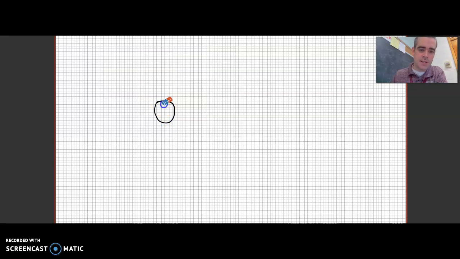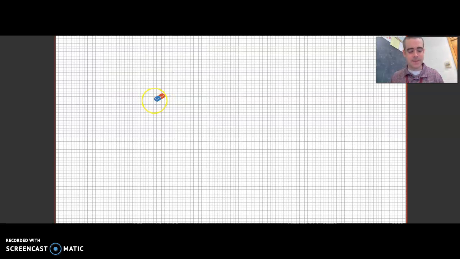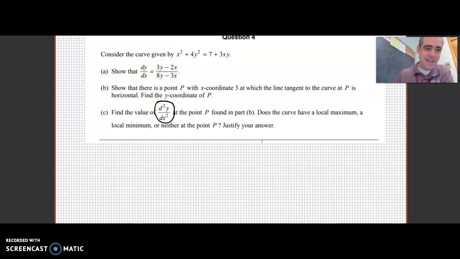This is an AP problem from the year 2004, really similar to the ones we did in class, except that it also includes finding a second derivative. And I know that was the lesson that the two kids who were at home missed. So I wanted to do this problem just so you would have some notes on finding the second derivative.